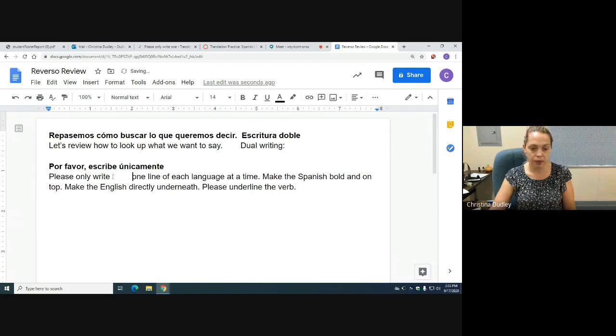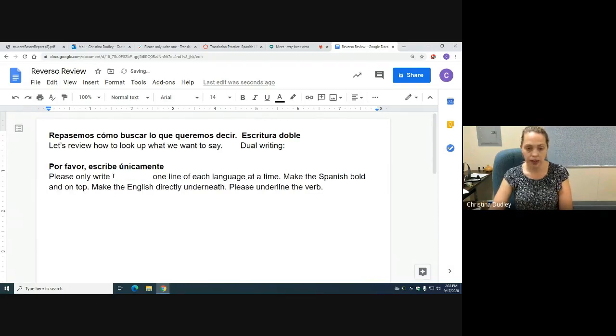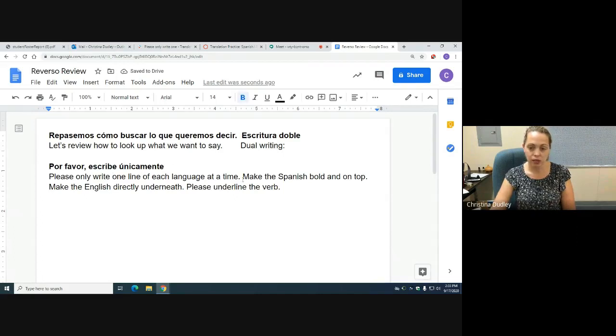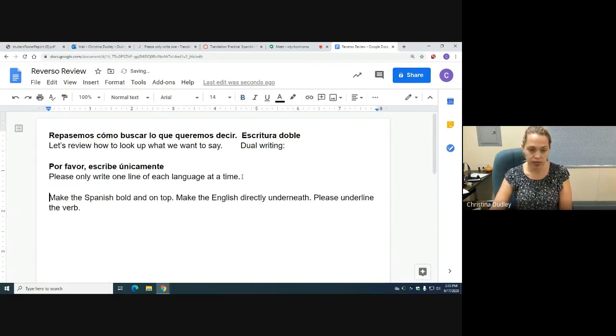I need to move that over just a little bit, just to help myself out. Or I can leave it there if I don't want to break up my sentence. So I know from that I'm going to have to move this one down. Okay, so only write one line of each language at a time.